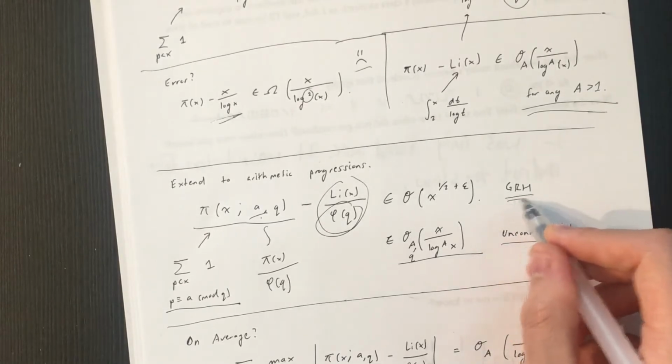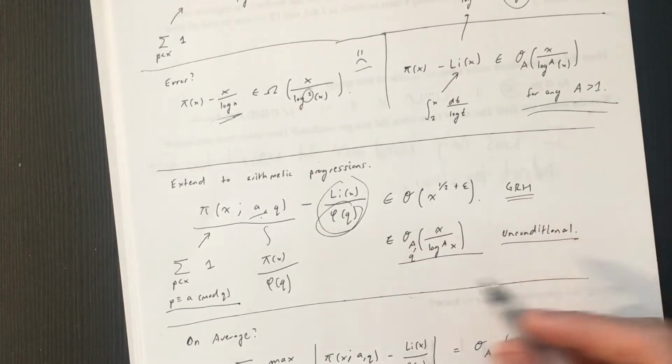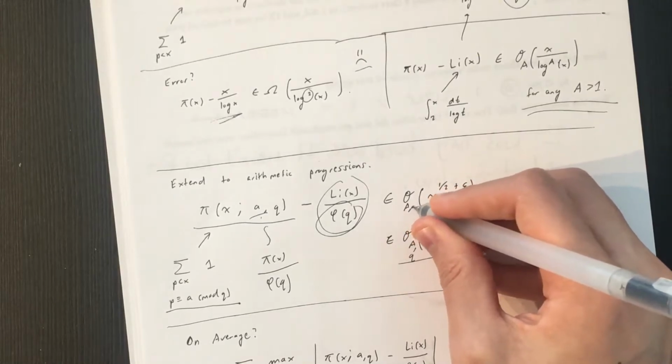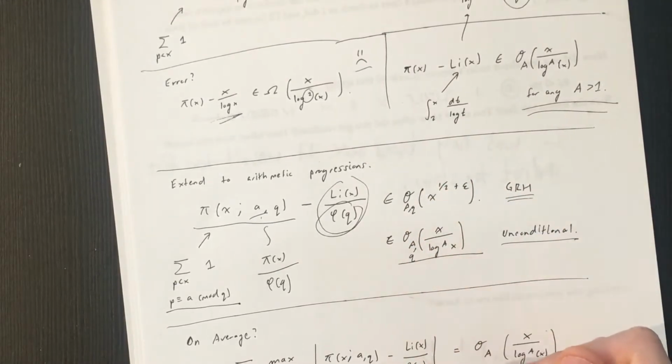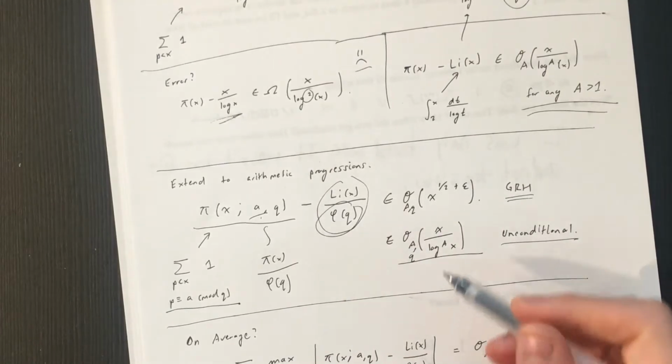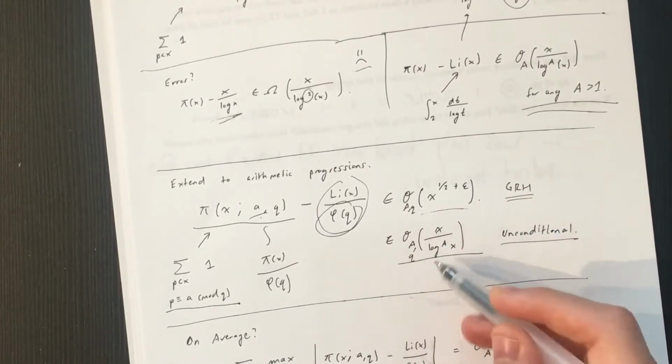The other thing you can do, so this is an unconditional estimate, is that if you assume the generalized Riemann hypothesis, which is a big assumption, you can get a much better result, which is just O of x to the 1/2 plus epsilon. And actually, according to the paper, it turns out to be quite a common thing to have these 1 over log stuff.